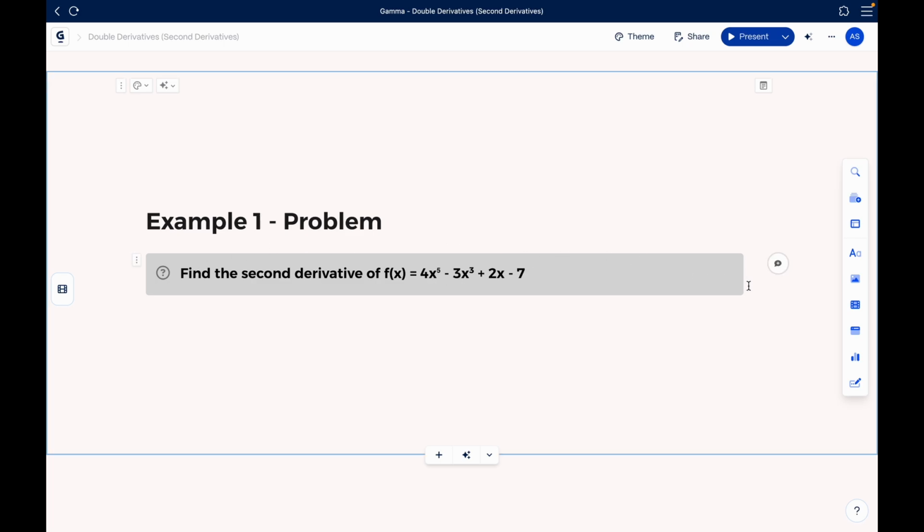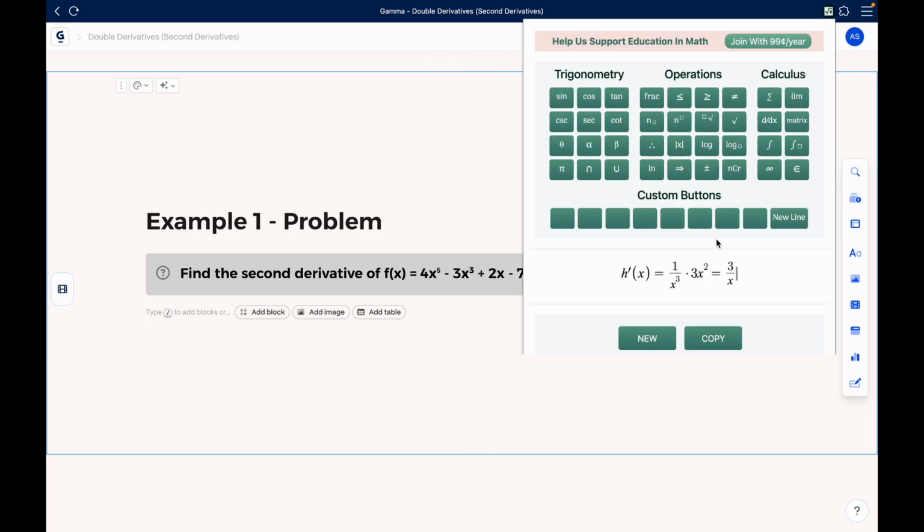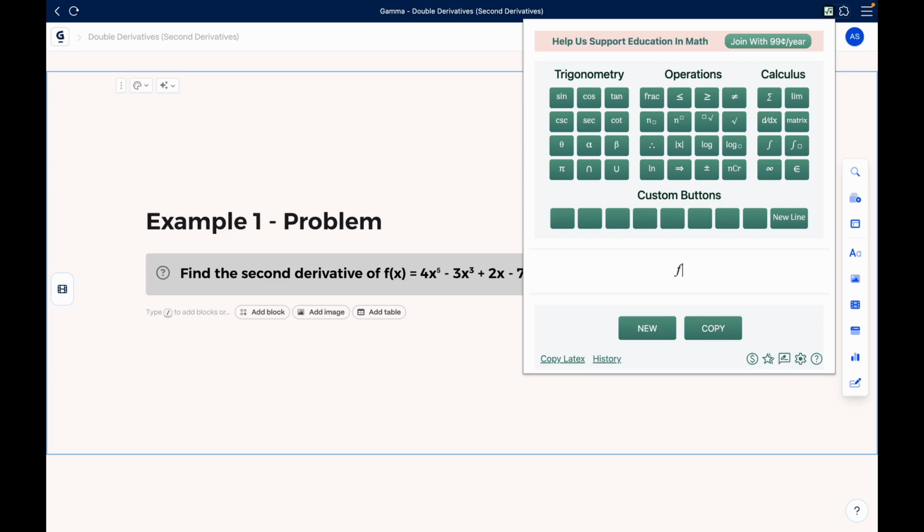The first example is to find the second derivative of f of x equal to 4x to the power of 5 minus 3x cubed plus 2x minus 7. First we need to figure out the first derivative. So f dash of x is equal to, using the power rule, 20x to the power of 4 minus 9x squared plus 2. And then minus 7, since it's a constant, will not be counted, and its derivative is 0.